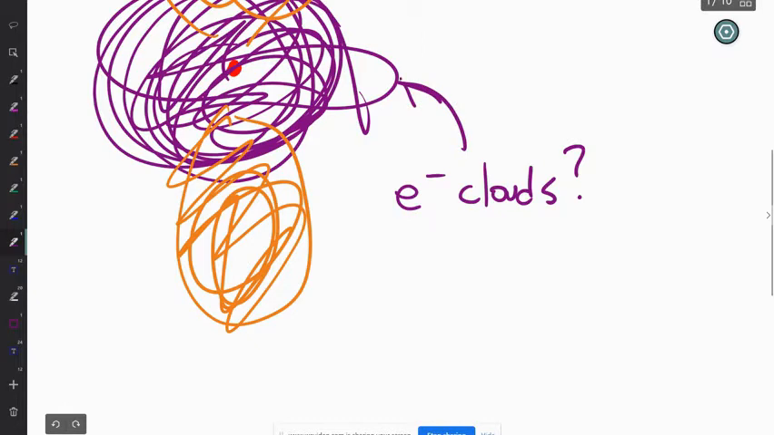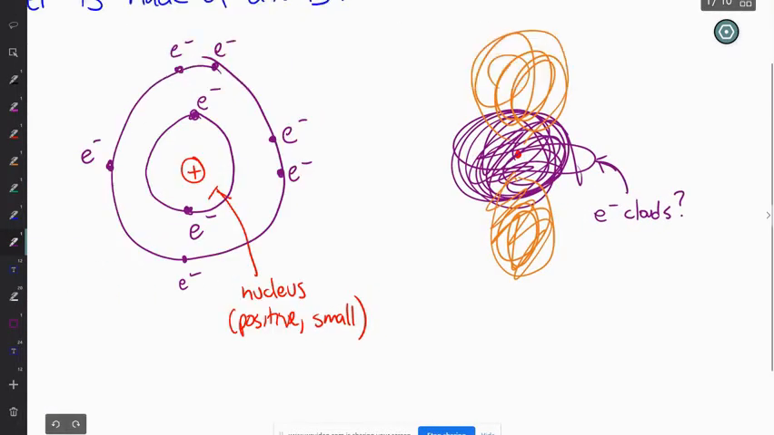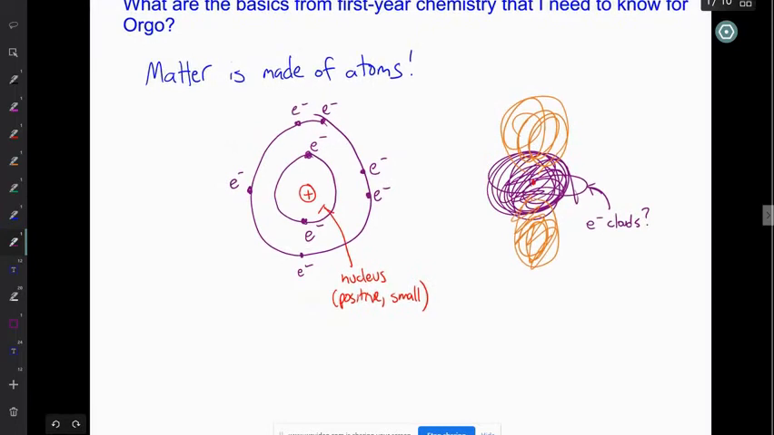And you might be like, I don't remember anything about that. No one mentioned that. That's fine. You don't need to know that. Just know that matter is made of atoms. Atoms have a positive nucleus that's in the middle, and then they're surrounded by electrons.